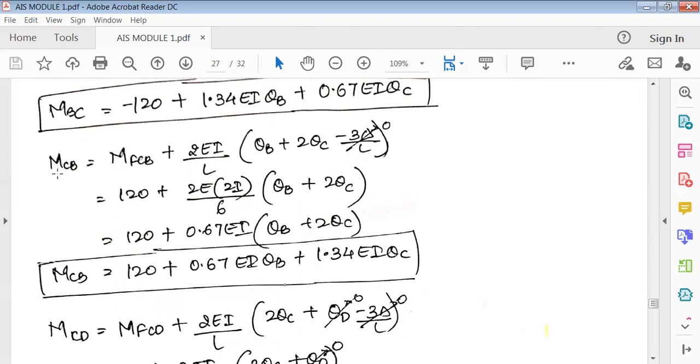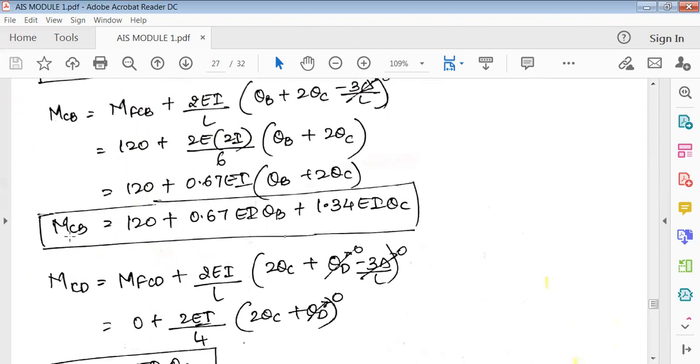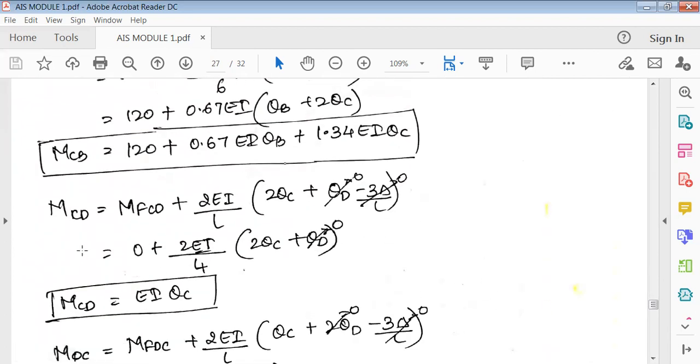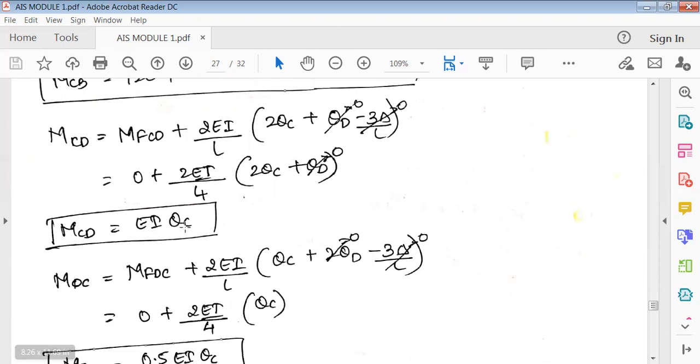Likewise, MCB. MCB is equal to MFCB plus 2EI by L. Again, write theta B in the sequence, plus, the first term here is C, so it is 2 times theta C minus 3 delta by L. Substitute all the values here, and you'll get MFCB. This would be the fourth equation. And then MCD is equal to MFCD plus 2EI by L, 2 times theta C plus theta D minus 3 delta by L. Now you can see here theta D is a fixed support, so the fixed support and settlement both tend to 0. We are left with only EI theta C.